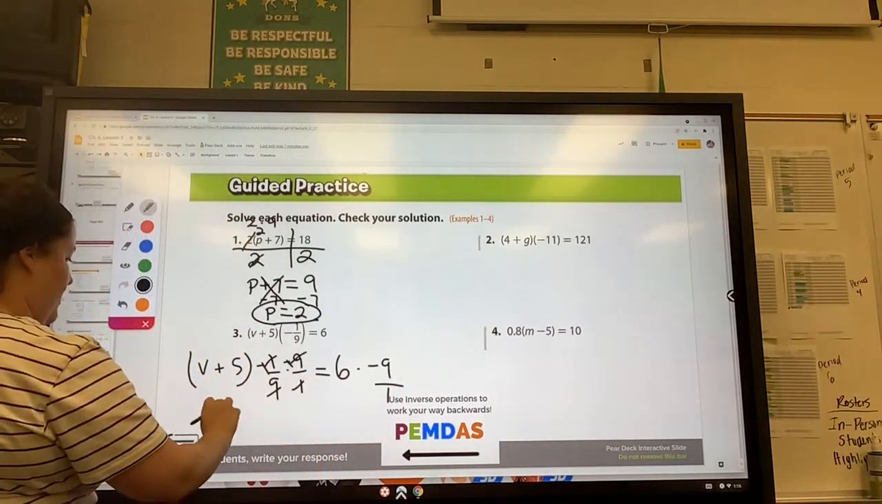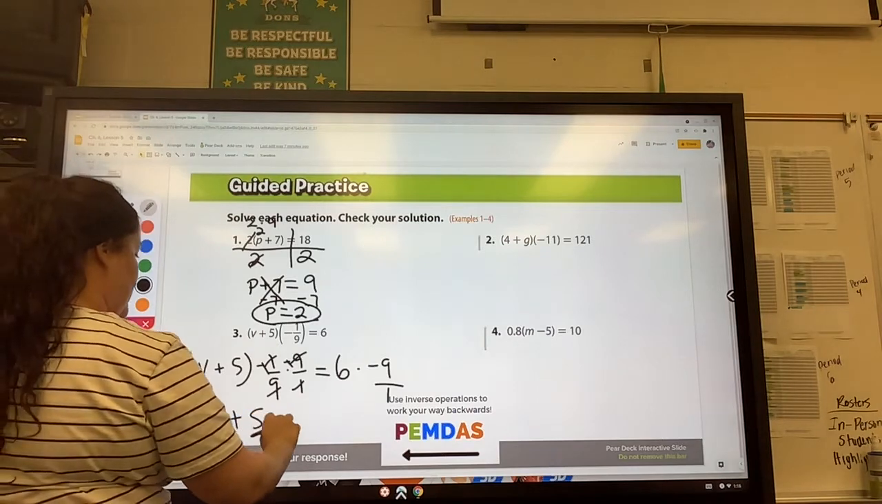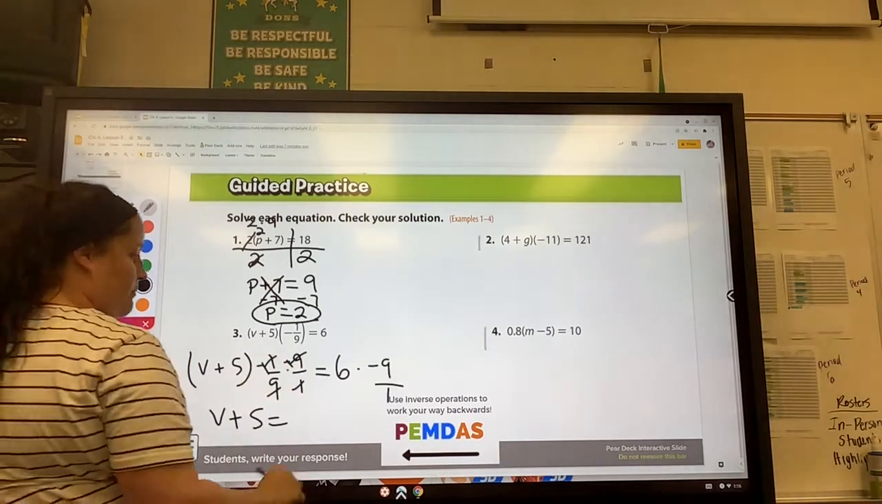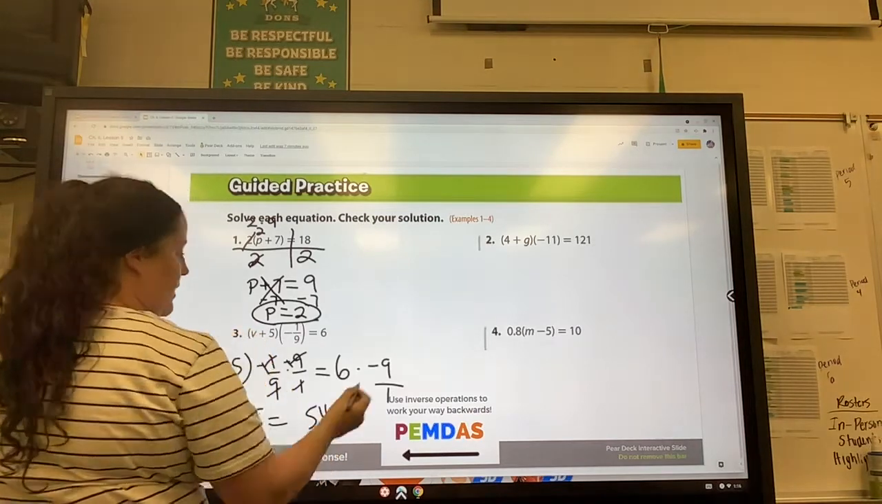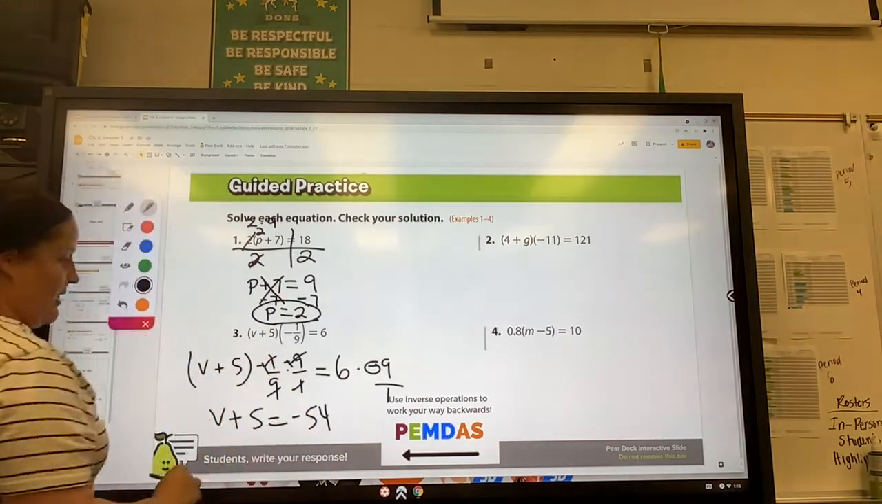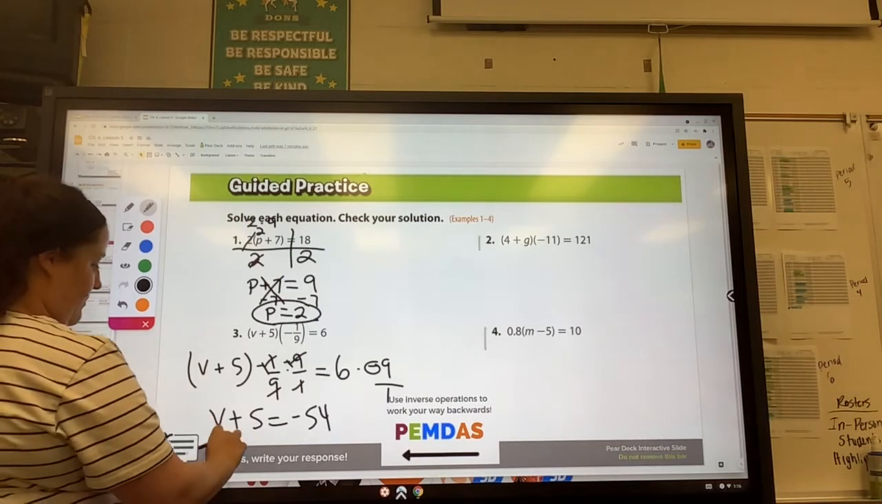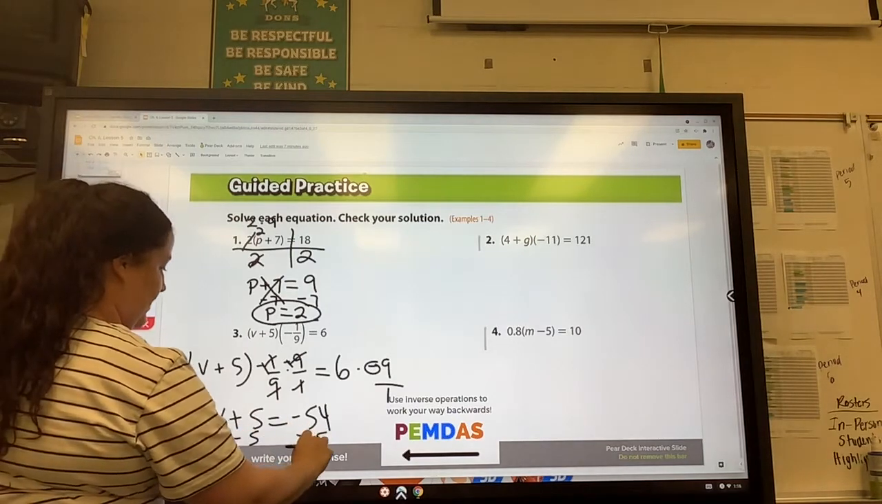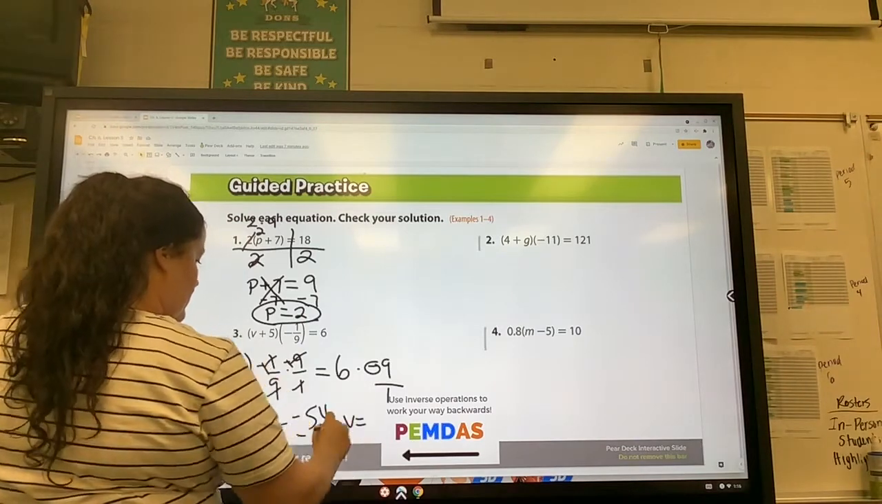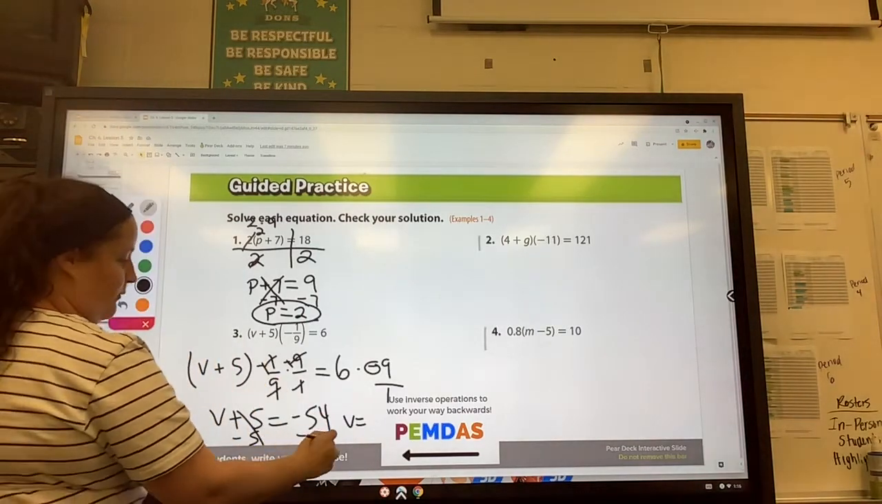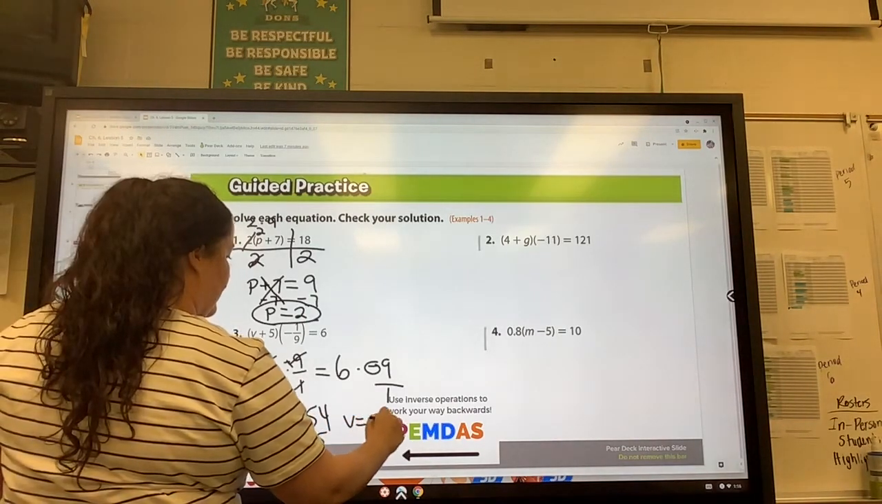So it's v plus 5 on this side equals, all that canceled. 6 times 9 is 54. And then 1 negative means your answer is negative there. Last step, subtract 5 from both sides. So it's v equals -54 and -5 make -59.